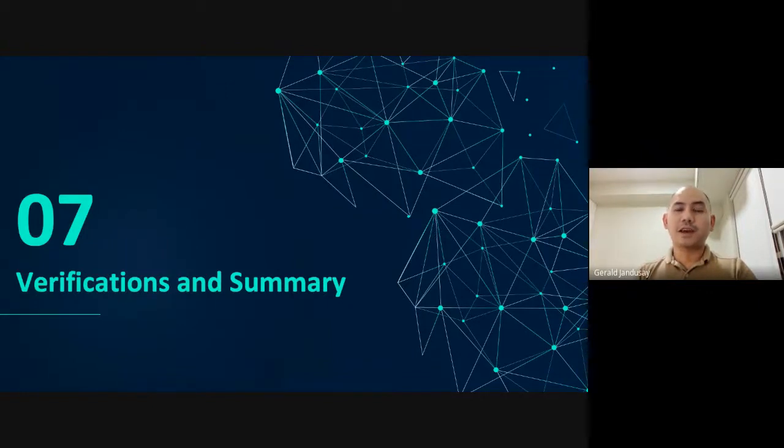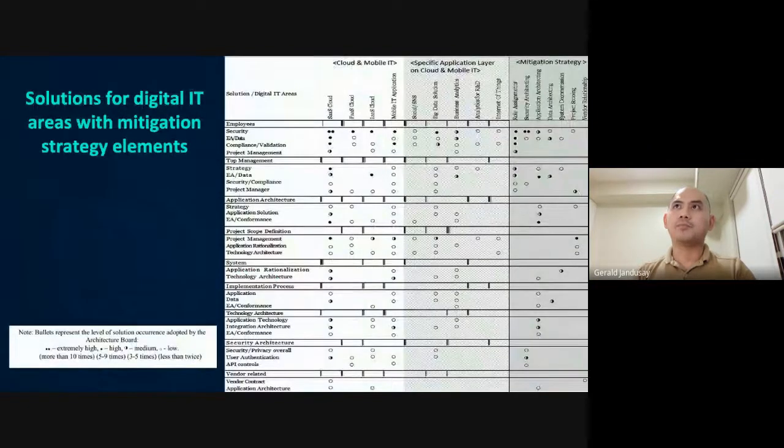Okay, so in order to verify the risk categories and solution categories, they have come up with this. I hope you can see this one. This is very small. Okay, so as I mentioned earlier, we discussed the solution as well as the risk. So these are those items listed here. On top are the implementation of the cloud and mobile IT or the specific application layer, as well as the mitigation strategy that needs to be implemented depending on the risk assessment and risk occurrence.